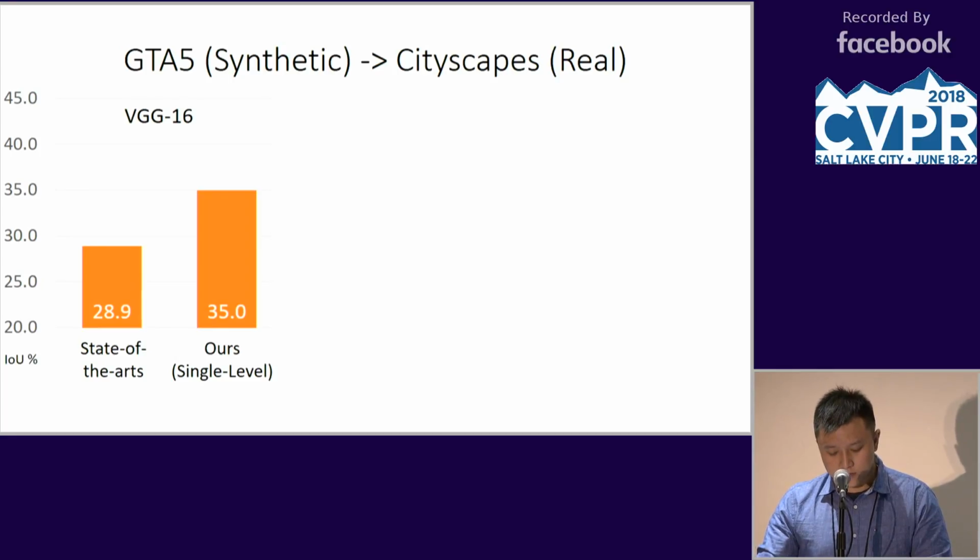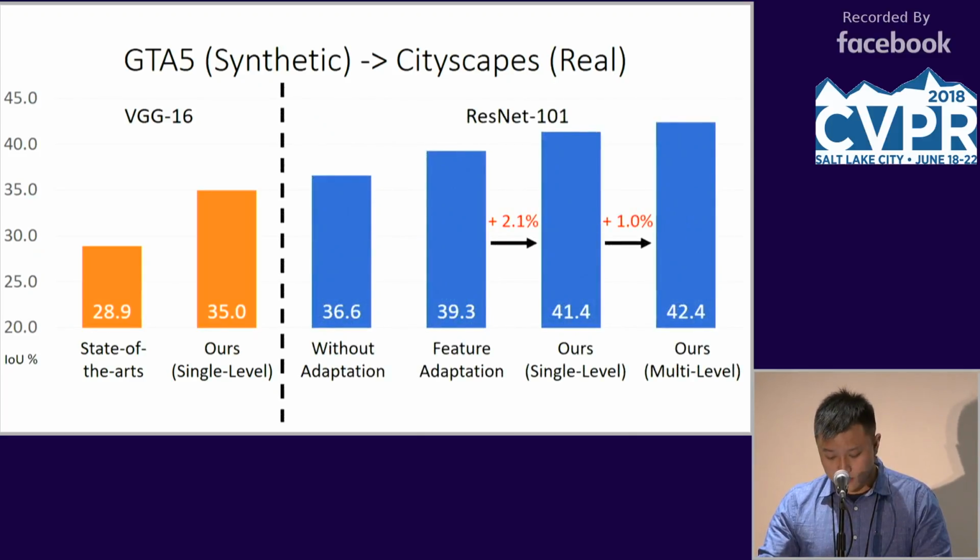We present the quantitative results when adapting from synthetic to real dataset. We first show the method based on VGG16. Our single level model performs better than state-of-the-art methods by 6% IoU. When using ResNet as a backbone network, applying adversarial learning in the output space instead of feature space brings 2.1 IoU improvement. And applying the proposed method in multi-level brings another 1 point.